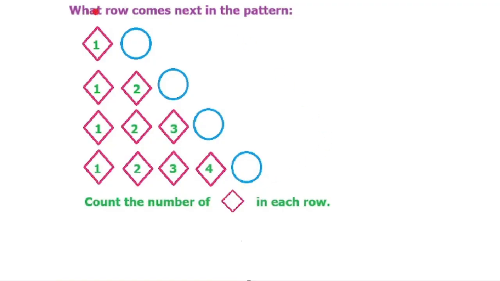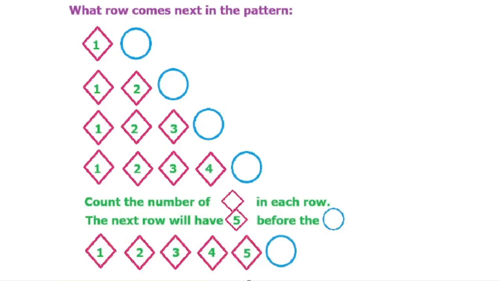So we need to figure out what row comes next. So I'm pretty sure because it's just increasing by 1, the next row will have 5 diamonds before the circle. So the pattern would look like this. This is the next pattern. 5 diamonds in 1 circle.